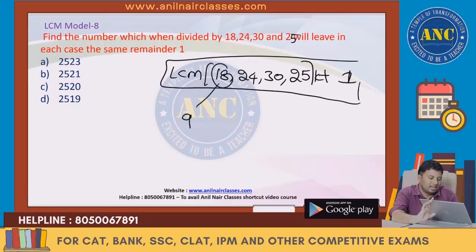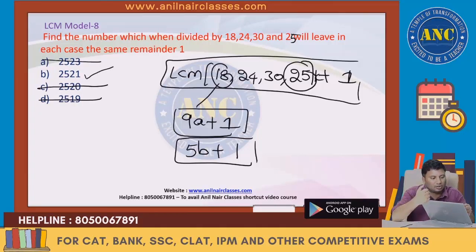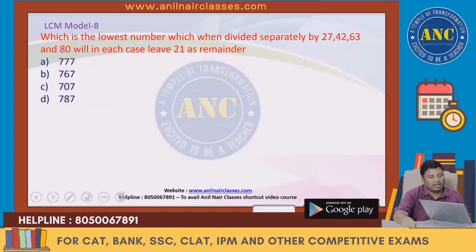18 is 9. The answer should be of the form 9a plus 1, or, 25 is 5, the answer should be of the form 5b plus 1. These 9, these 8, 2521, 2523. The answer is 2521. Just by looking at the question itself, you will get the answer.